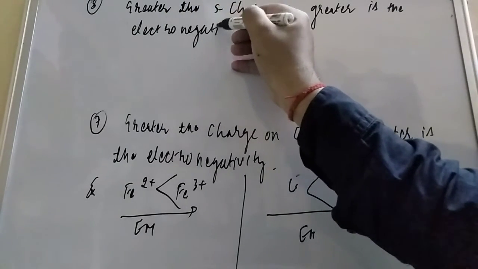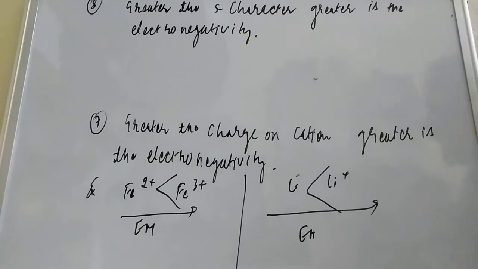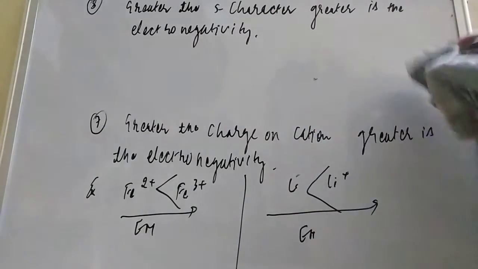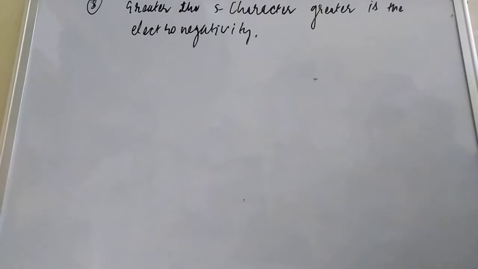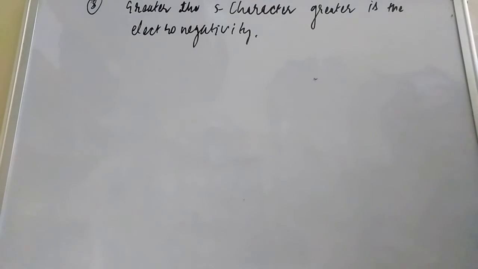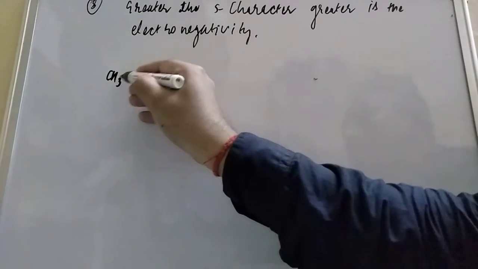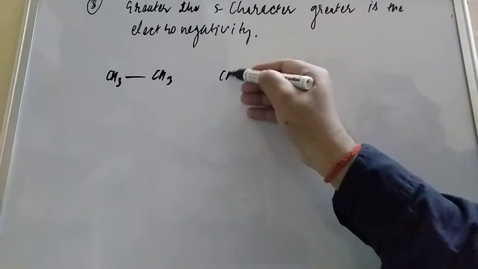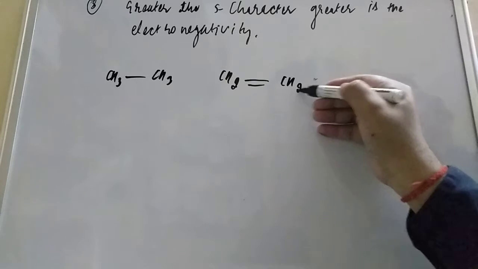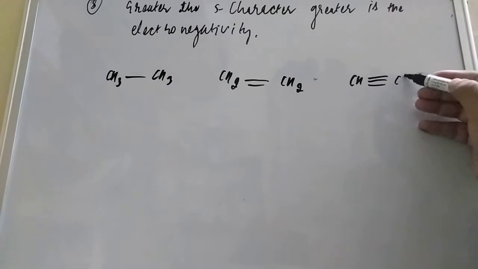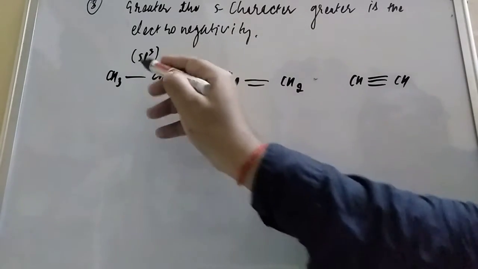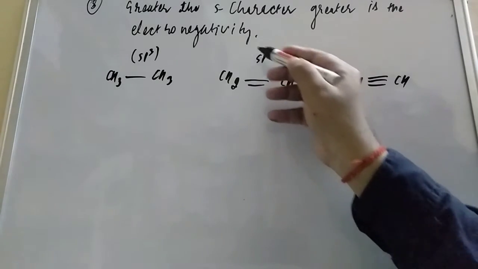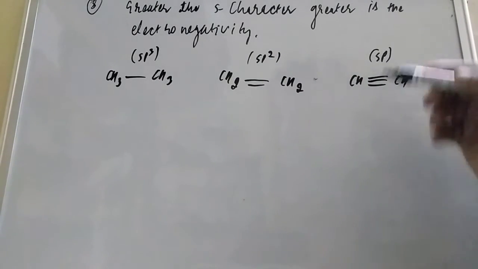Now dear friend, how to calculate the S character? That is based on the hybridization, whether it is sp, sp2 or sp3 hybridization. With the help of hybridization we will be able to understand. Suppose we have the examples CH3-CH3, then CH2=CH2, and the last one CH≡CH. Single bond means sp3 hybridization, double bond means sp2 hybridization, and triple bond means sp hybridization.